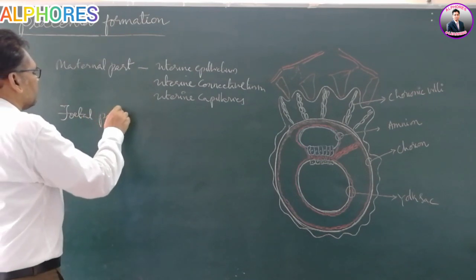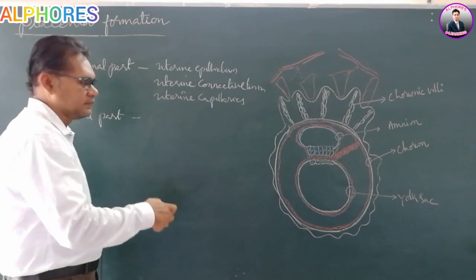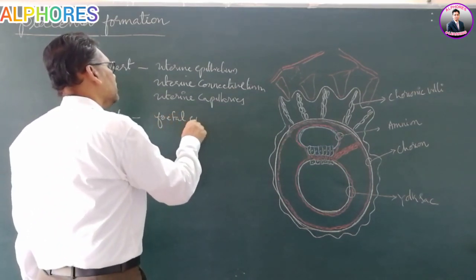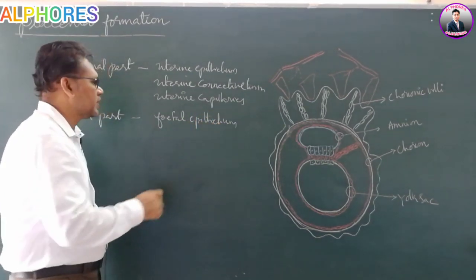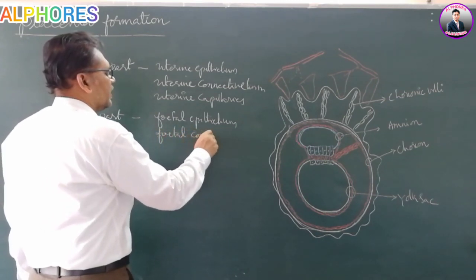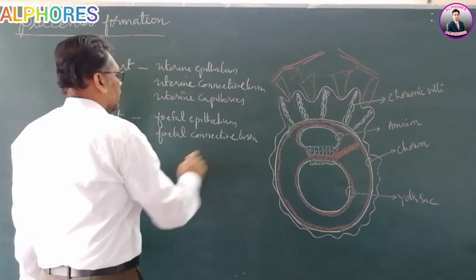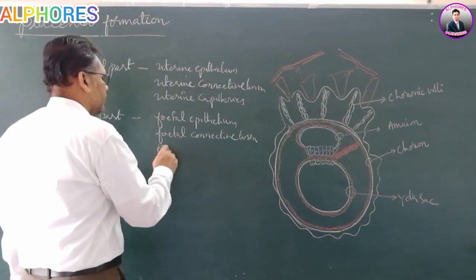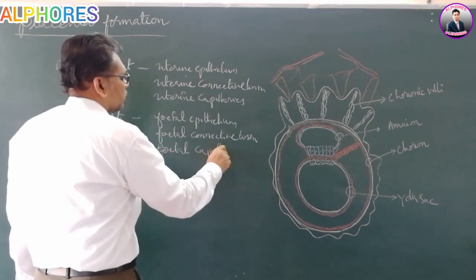of a placenta includes the fetal epithelium, as well as fetal connective tissue, and fetal capillaries, that is fetal blood vessels.